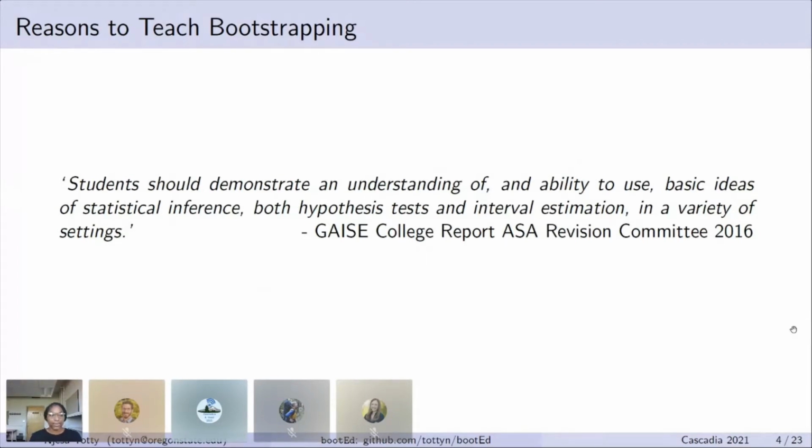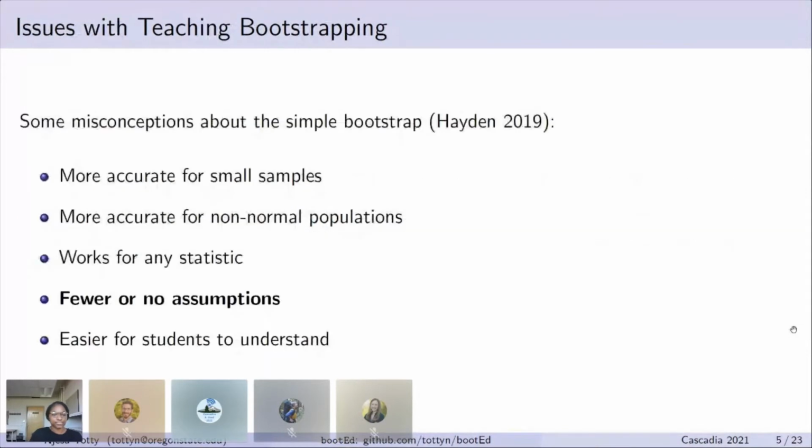Teaching bootstrapping can help students to understand and implement the basic ideas of statistical inference for a variety of settings. However, some misconceptions about the simple bootstrap exist, and this has led to concerns with teaching it to introductory statistics students. Some of the misconceptions listed here are discussed in a recent article by Robert Hayden. Our research focuses on assessing the assumptions and conditions behind these methods to determine if there are really fewer or no assumptions. Since these methods are increasing in popularity, it is possible that the simple bootstrap will be taught in introductory statistics courses outside of a statistics department or implemented in industry. So digging into these and other misconceptions about the simple bootstrap can ensure that these methods are catching on in a good way.